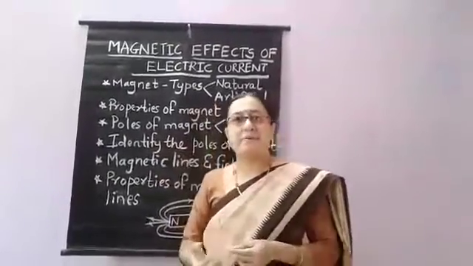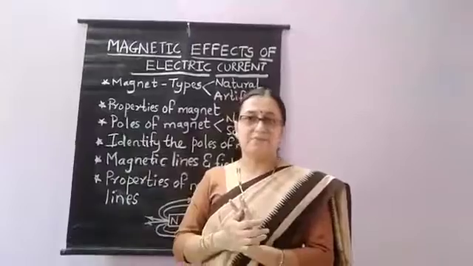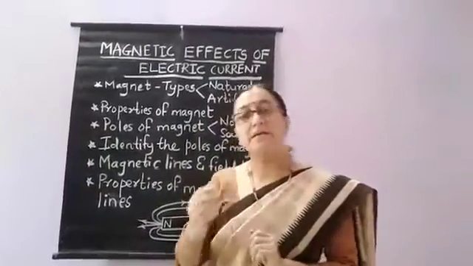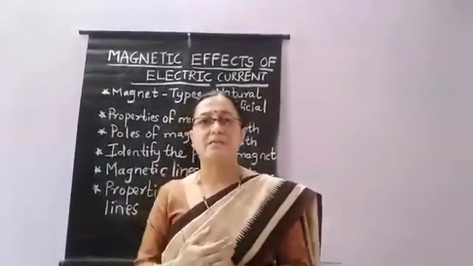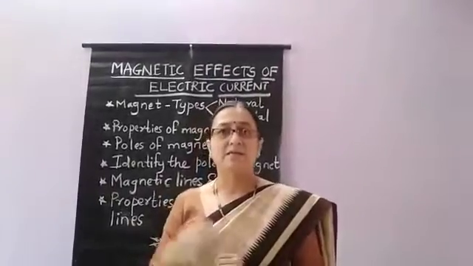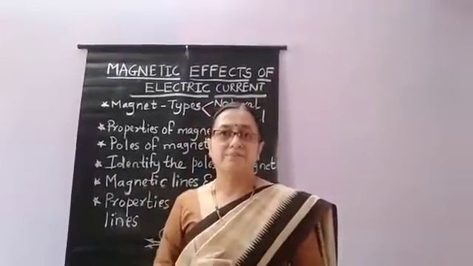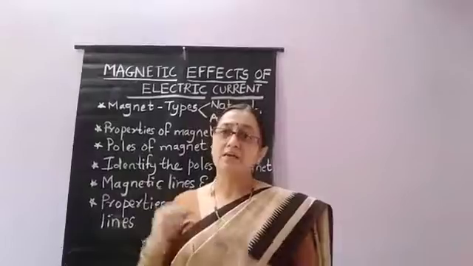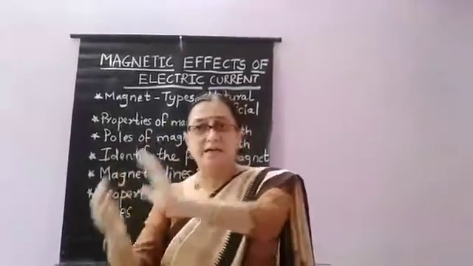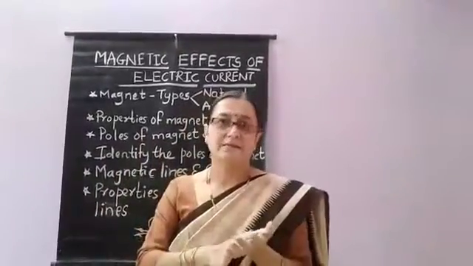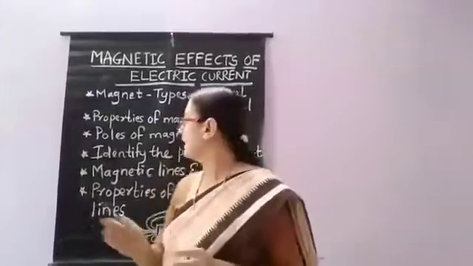Artificial magnets can be prepared by using magnetic materials. So, which are magnetic materials? The metals which get attracted towards the magnet are called magnetic materials. The best example is iron. So, iron is a main magnetic material. We can convert an iron piece into a magnet. That is called an artificial magnet.